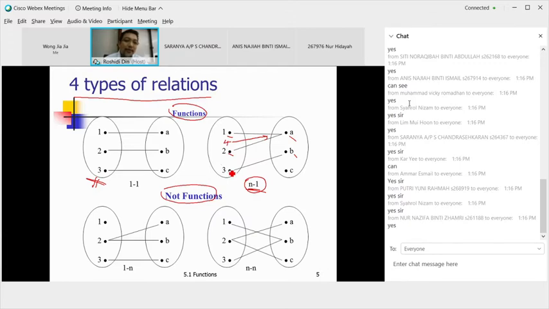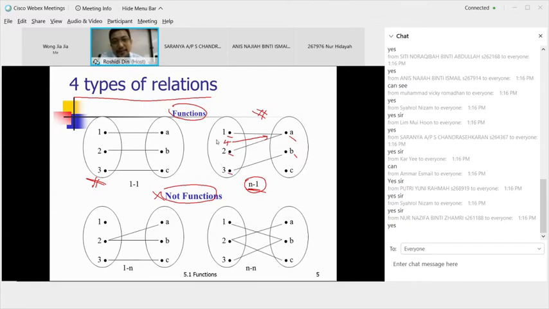However, for the other types of relation, one to many and many to many are not a function. So any relation we call a function once it fulfills either one to one or many to one. That's the basic idea of function. Clear?